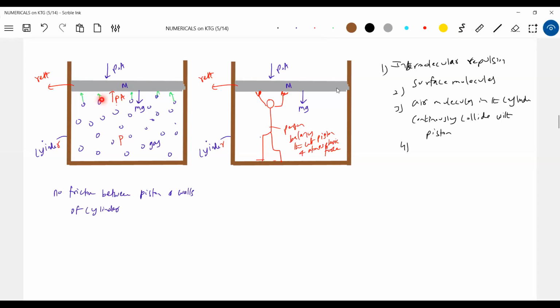By the time this molecule moves after collision, another molecule will come and collide. Like that, continuously the molecules will be colliding. The colliding molecules will continuously exert a force on the piston. That force is what balances the weight and atmospheric pressure. You don't say surface molecules. Some of you are thinking that only these molecules are colliding all the time.